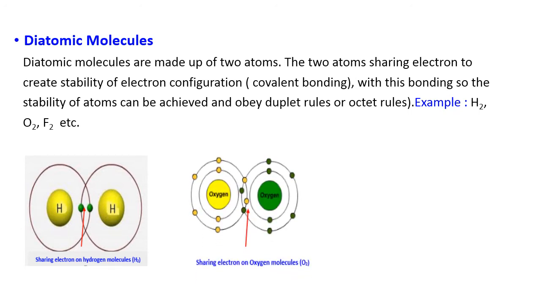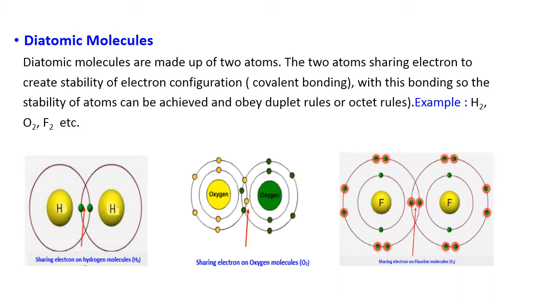And from the second figure, oxygen molecule O2, we can see that there are 4 electrons sharing here at the second shell. So with the sharing of 4 electrons, the oxygen atom can achieve stability and obey the octet rule at the second shell.